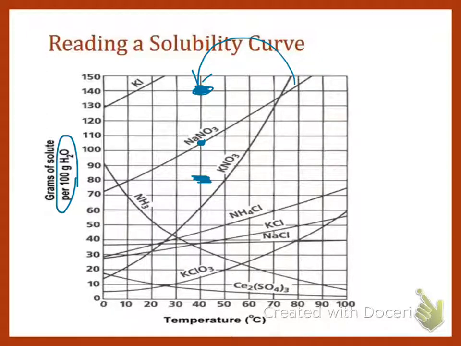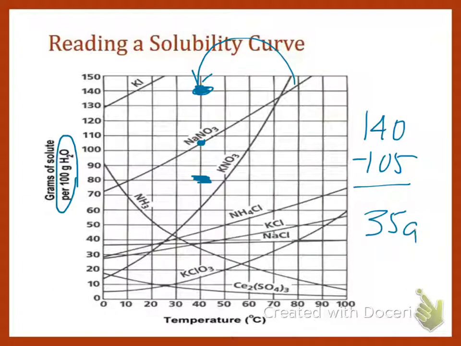How would I do that? 140 minus 105 means 35 grams would crystallize. Because I said it was 140. I said 140, right? Yeah, 140. But I cooled it back down. At 80, 140 should dissolve. Well, I should have said 90. You get the gist of it.